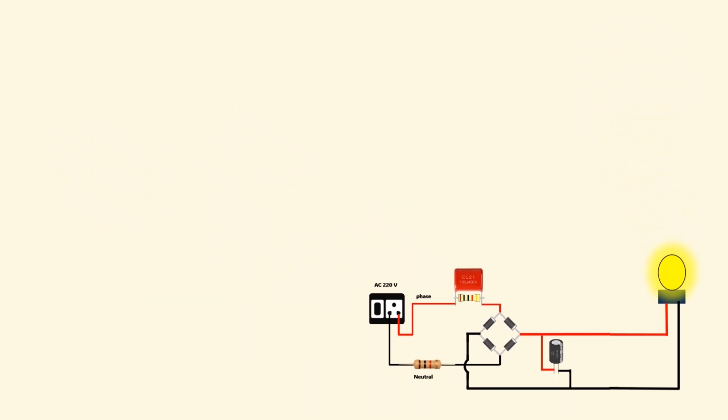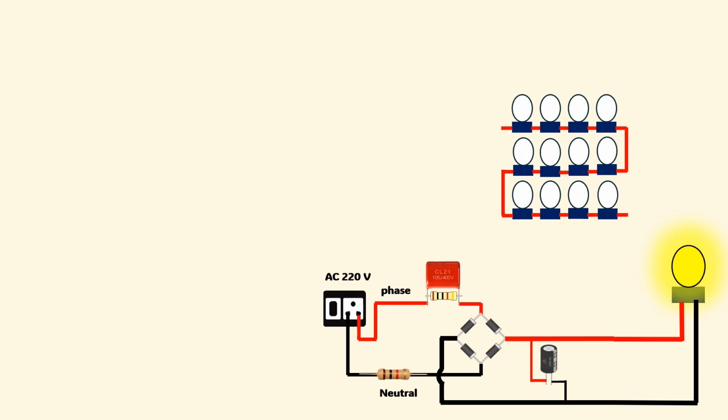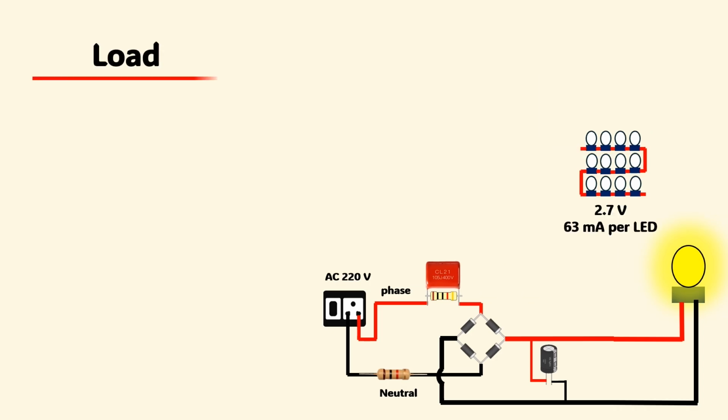Before making the calculation, you need to know the voltage and current of the load and the voltage and frequency of the supply line. I have now connected 12 LEDs in series. Each LED needs 2.7 volt and 63 milliamperes current. Since the current in series remains unchanged, the current required by one LED, 12 LEDs also require the same current. And if 12 LEDs of 2.7 volts are connected in series, the total voltage will be 32.4 volts. So my load requires 32.4 volts 63 milliampere current.